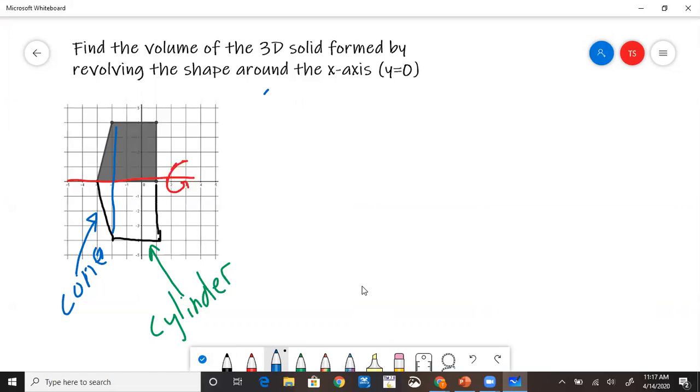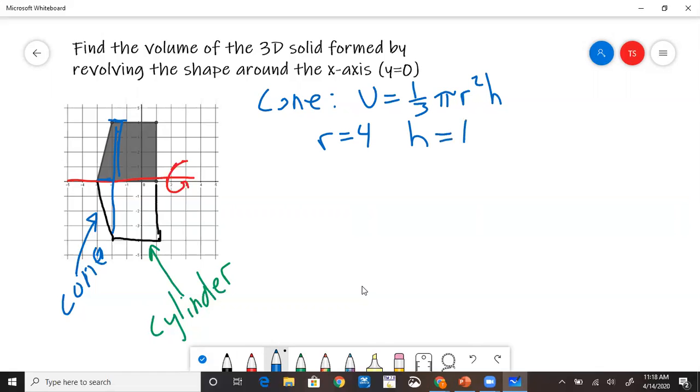So I'm going to start with the cone. If I want to find the volume of the cone, we need to remember the volume for a cone is 1/3 times the area of the base, which is a circle, so pi r squared, times h. Looking at that cone, the radius is going to be the distance from the center to the outside, the center being where this red line is, and the outside being out here. So I need to find this distance, which is a distance of 4. So my radius is equal to 4, and my height is going to go the opposite direction from side to side, and it's just a distance of 1.